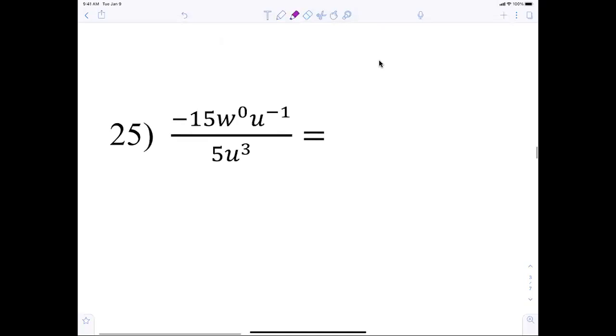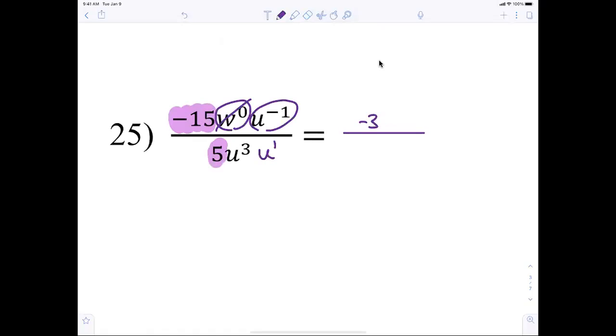All right, now here we go. Again, we're looking at the numbers. So highlight the numbers. -15 divided by 5. What is that? -3. Now, what about w to the 0? That's just 1, so that kind of just cancels out. What do I do to this u to the -1? Move it to the bottom as what? U to the first. So how many u's are on the bottom? 4. Perfect.